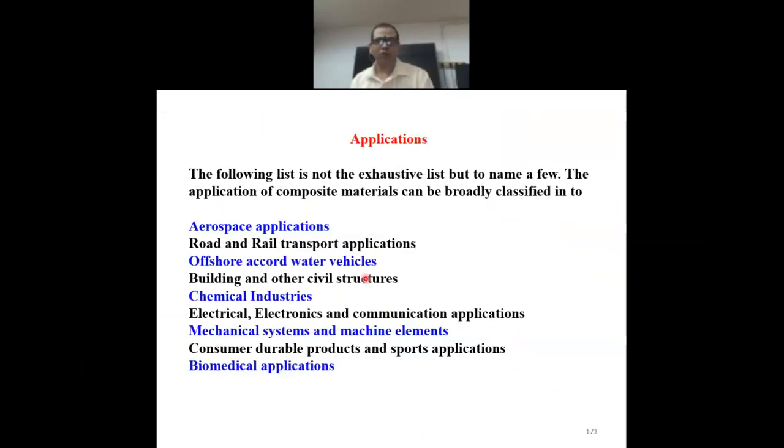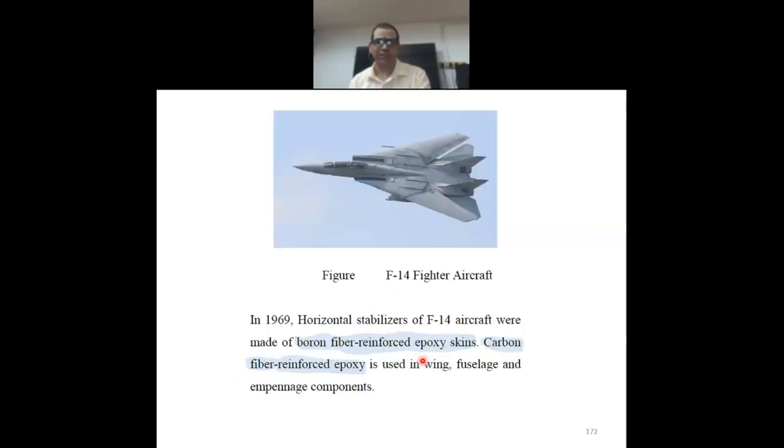Of course, we all know it is applied in various fields: aerospace, road, rail, offshore, building, chemical, and many industries, electrical and electronics especially. People are trying to find materials with zero electrical conductivity and high thermal conductivity. Research is going on in several fields: mechanical systems and machine elements, biomedical applications, especially titanium-based alloys, consumer durable products, and sports applications.